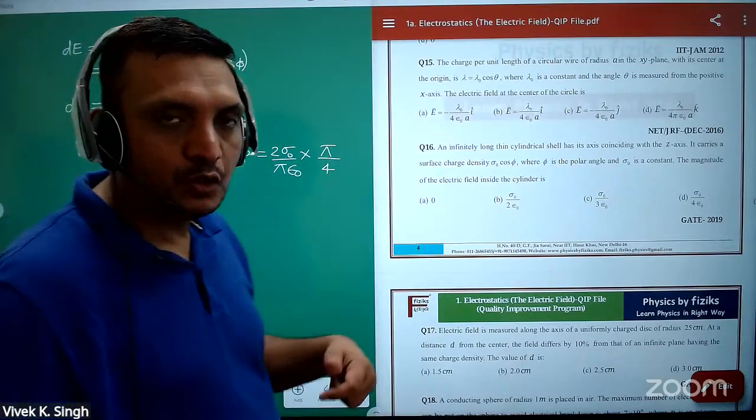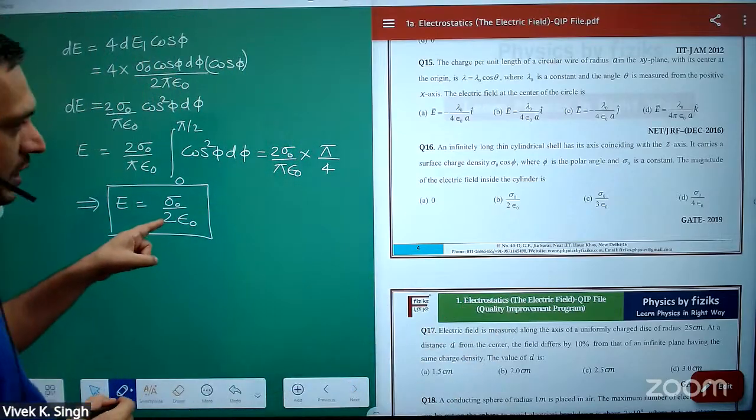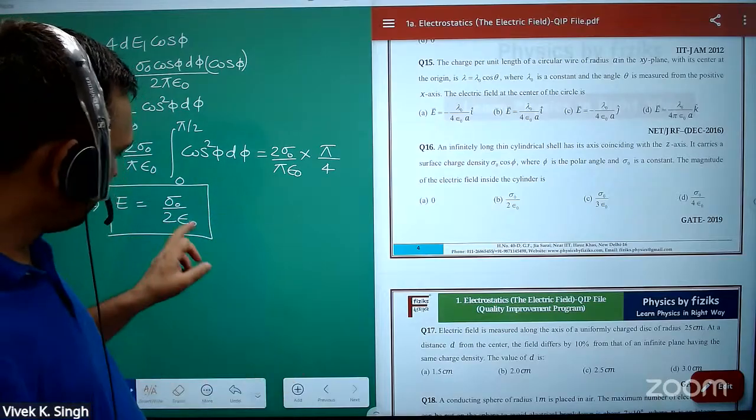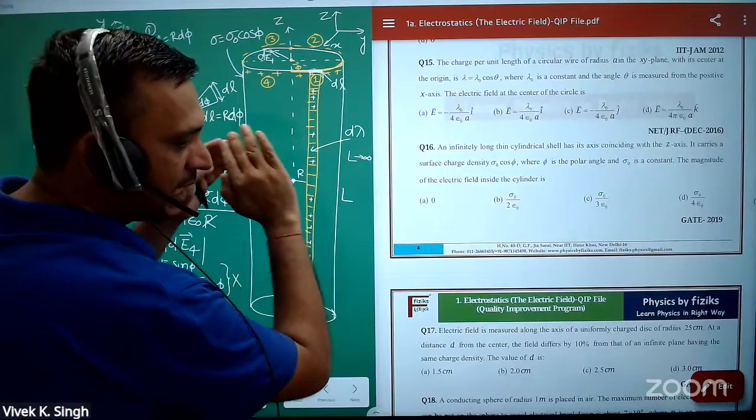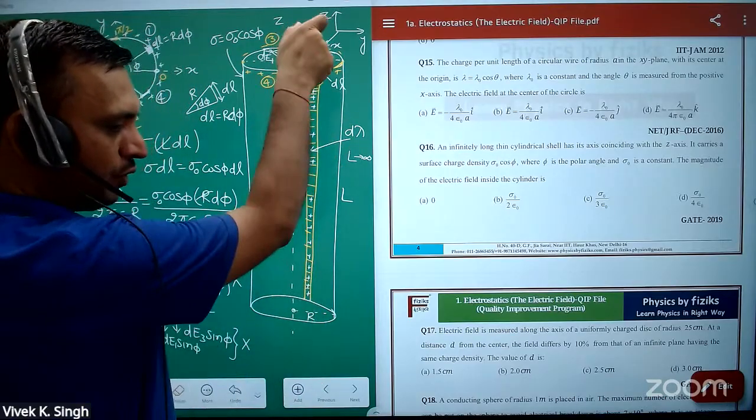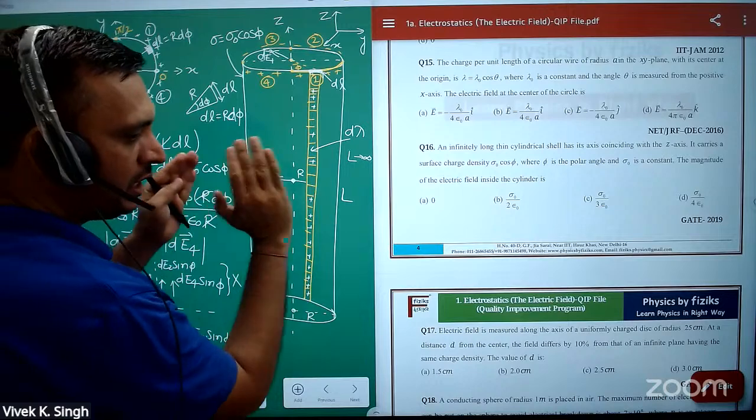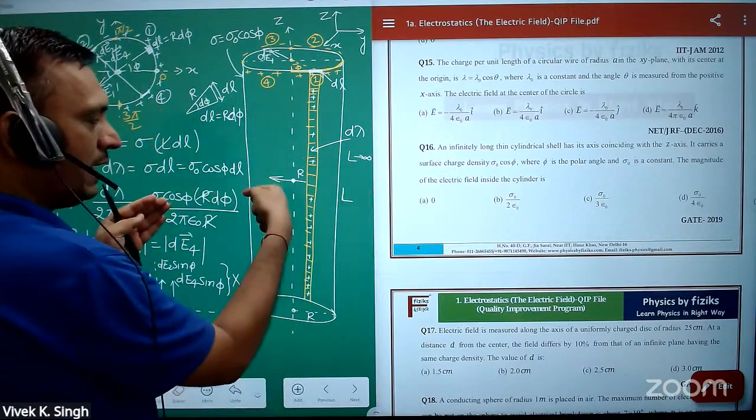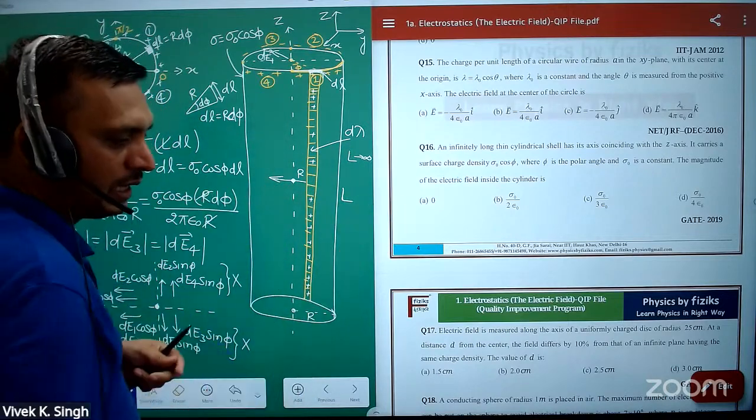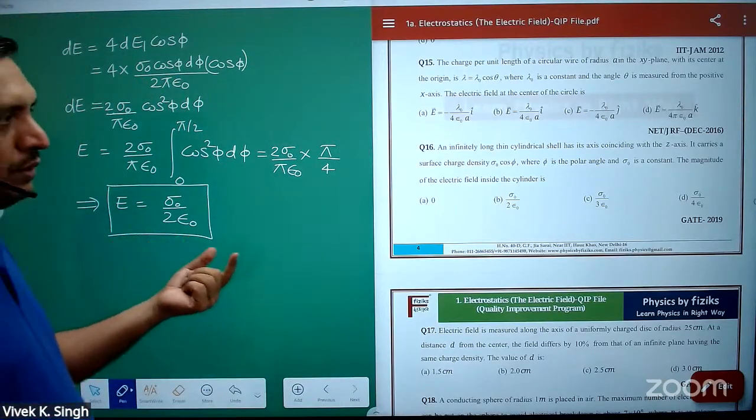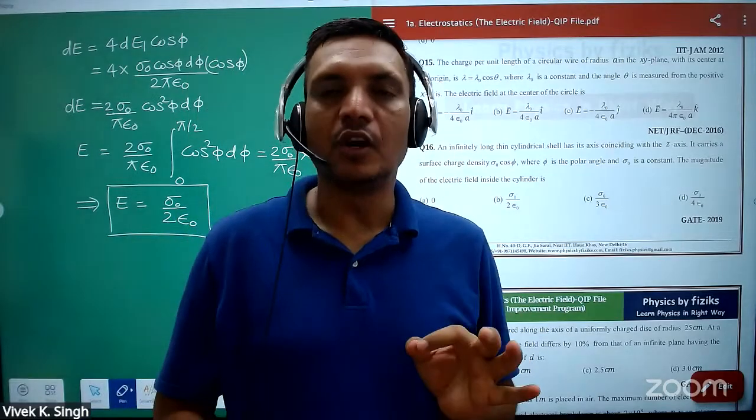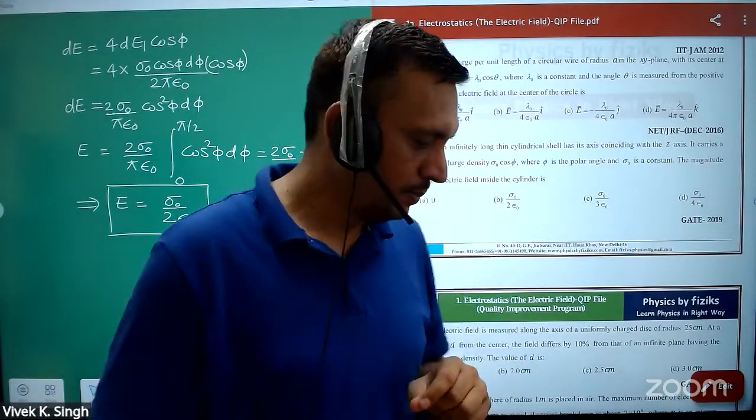Sigma naught by 2 epsilon naught. This is the electric field. You can see the symmetry because it's a shell. Charge is varying over the surface, so you have to consider an infinite wire for each segment. You have to find the electric field and then integrate. So that's what we have done. Option B is correct: sigma naught by 2 epsilon naught. Please write it down.